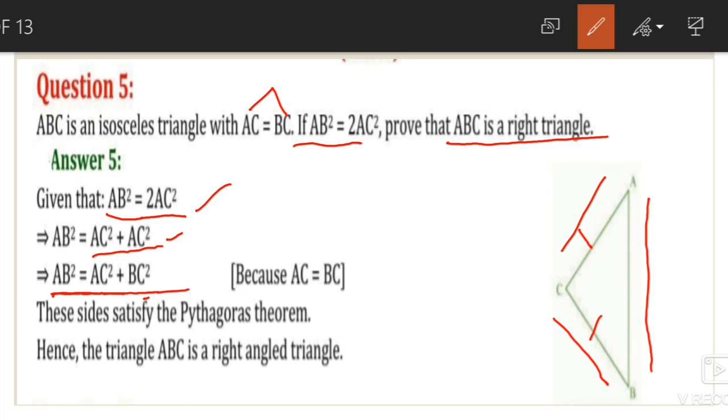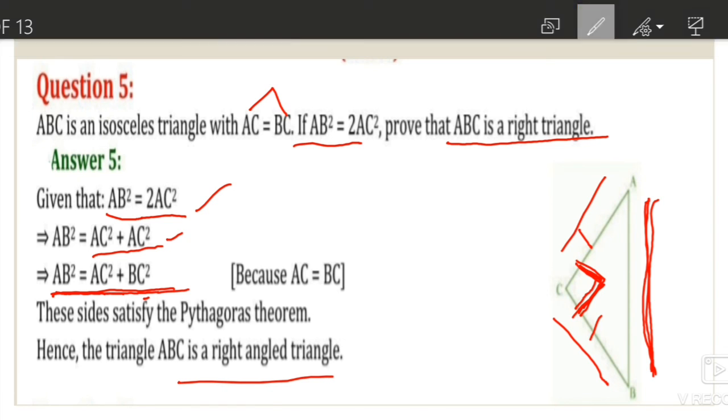Which angle will be 90 degrees? The angle opposite to the longest side will be the right angle. That means here this C will be the right angle, and this AB will be the hypotenuse. That's why AB square is equal to AC square plus BC square. So this ABC will become a right angle triangle where the right angle is at the point C. So in this way you have to solve question number 5. So this is all for today. Thank you.